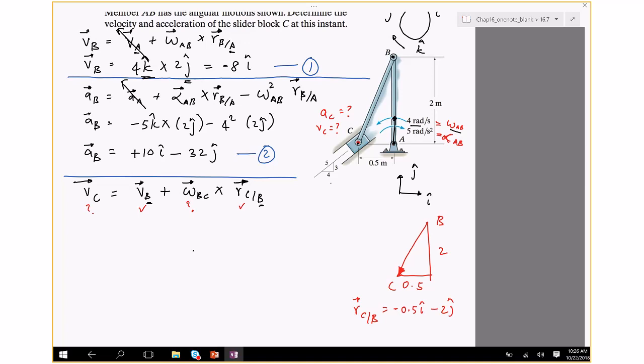Okay, so we can use that here. Do we know anything else in this formula? We know omega BC is going to be in the k direction. We know the direction of omega BC. Do we know anything about VC? We do not know the magnitude for sure, but we know the direction of VC. How is C going to move? It's always going to move in the slot, and the slot is at an angle of, well, it's the 3, 4, 5 triangle. You know the direction of motion of C. It's going to be in this direction, either downwards or upwards.